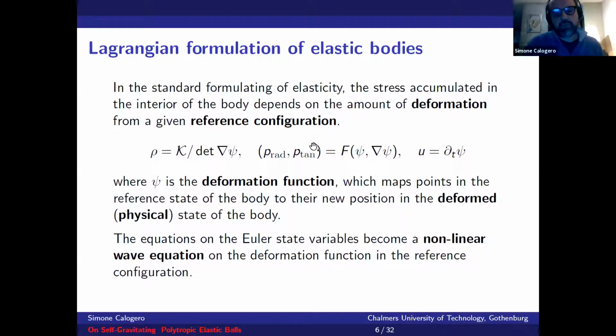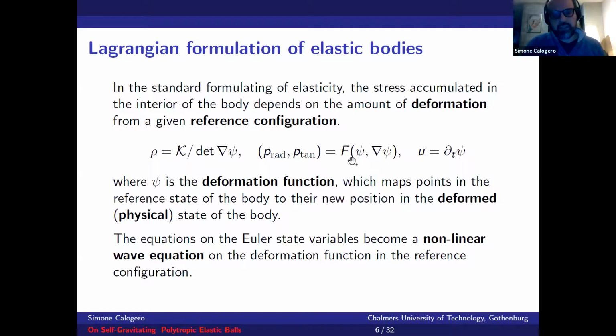In this equation that I wrote, the left-hand side is evaluated on the deformed state. So rho, p rad, p tangent, and u are functions, as I showed before, of the small r, which is the radius in the deformed state, while the right-hand side is evaluated in Lagrangian coordinates, in coordinates in the reference state.